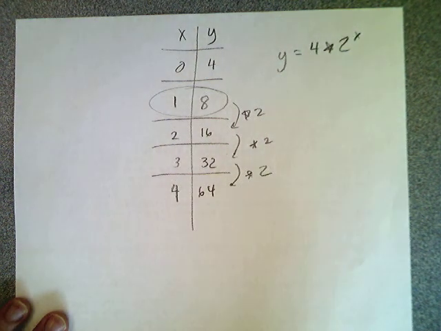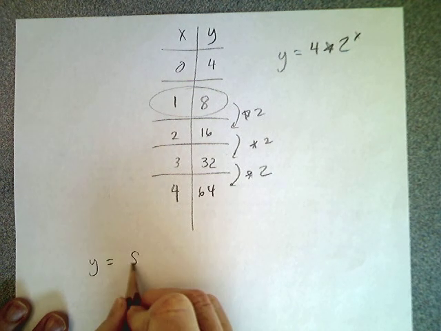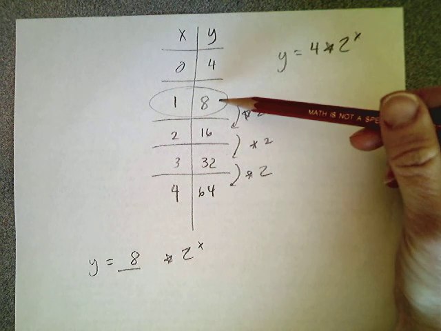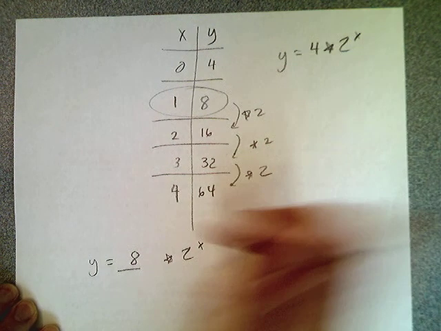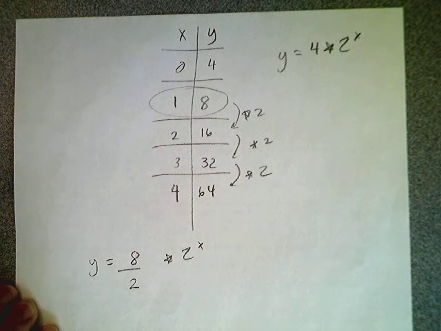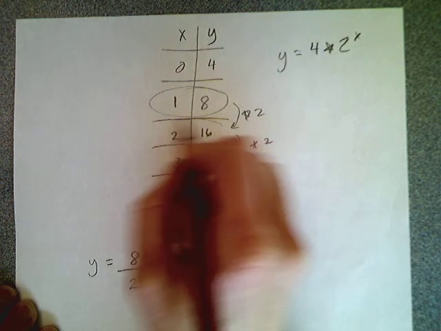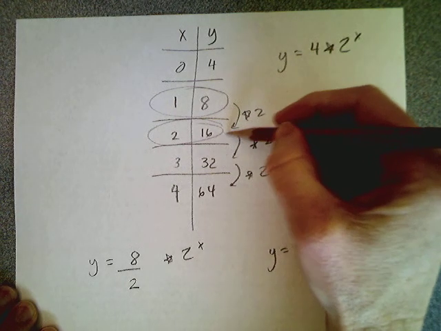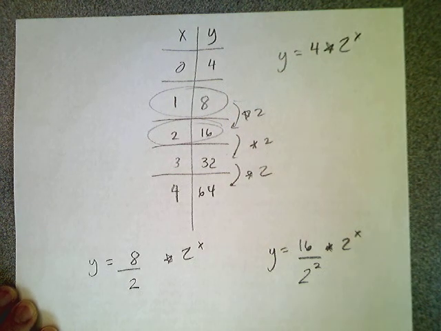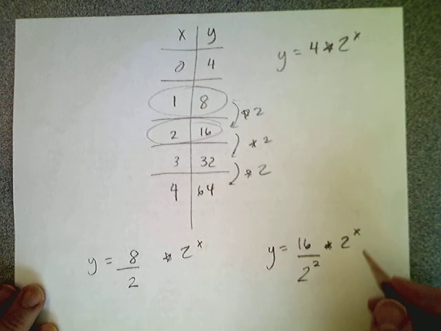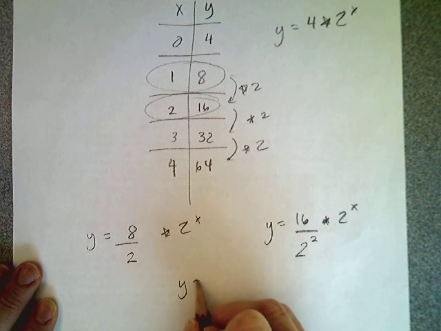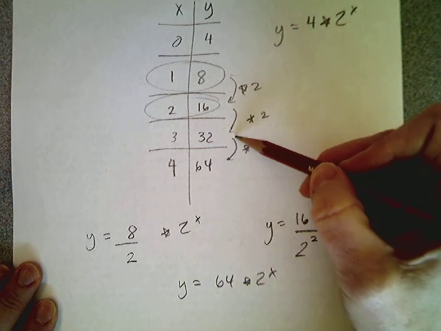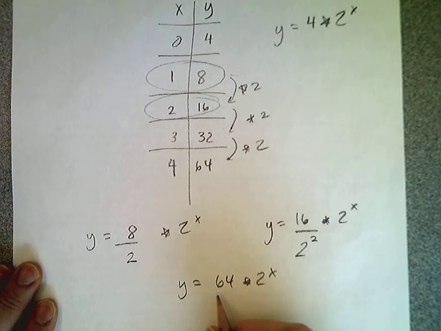So one thing I could do is I could say that y is equal to 8 times 2 to the x. The thing is, though, in order for me to get back to my starting value, I'd have to divide by 2 once. So I can divide by 2. I could do the same thing here. I could say that y equals 16 times 2 to the x, and I'd have to divide by 2 twice. I'd have to divide by 2 to the second. I could just as easily say y equals 64 times 2 to the x, but I'd have to divide by 2 four times.